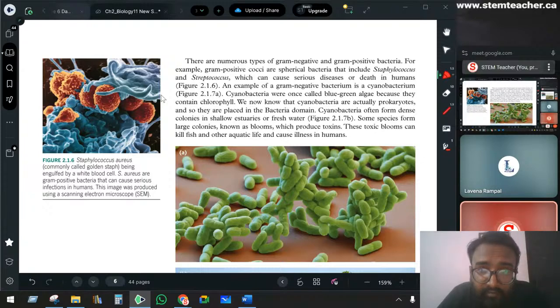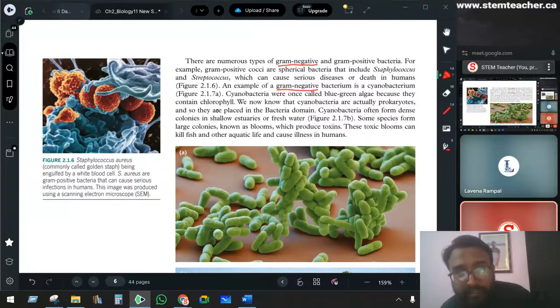An example of gram-negative bacterium is called cyanobacterium. Cyanobacteria were once called blue-green algae, because they contain chlorophyll. Whenever green comes, then chlorophyll will come.